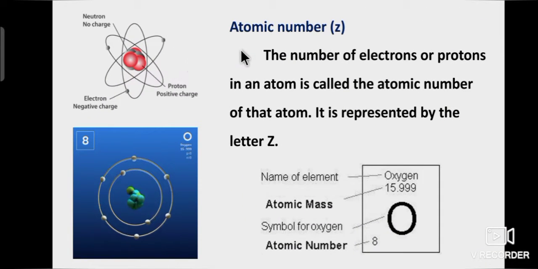Now we will learn about atomic number. The number of electrons or protons in an atom is called the atomic number of that atom. It is represented by the letter Z. So, the atomic number of oxygen is 8. That is, the number of electrons in oxygen is 8.